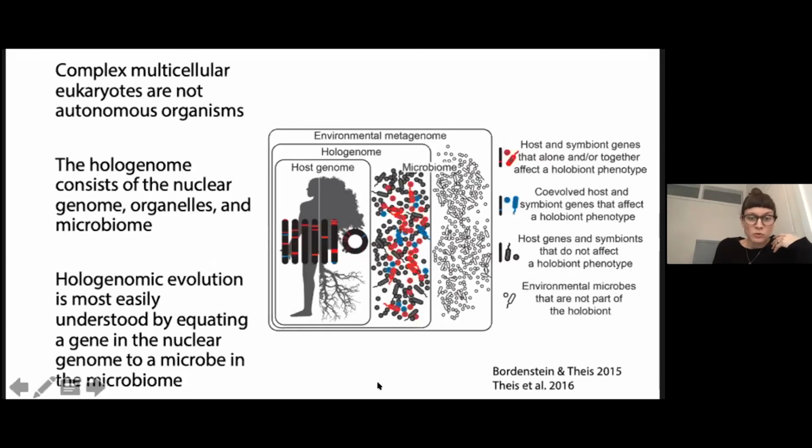Going back a bit to Bordenstein and associates' definitions, they're really stressing that complex multicellular eukaryotes are not autonomous organisms, and that the hologenome consists of the nuclear genomes, the organelles, and then the microbiome. And that we can equate the microbes to genes in the hologenome. The microbes can be compared to genes in the host.